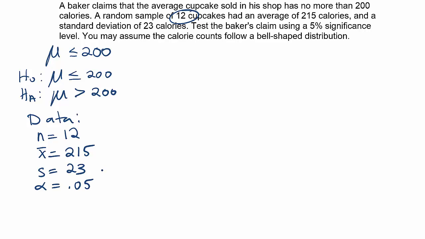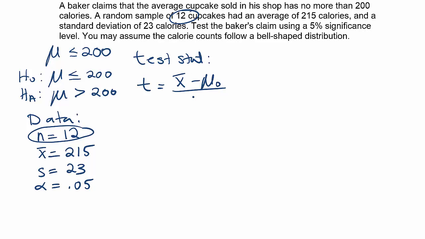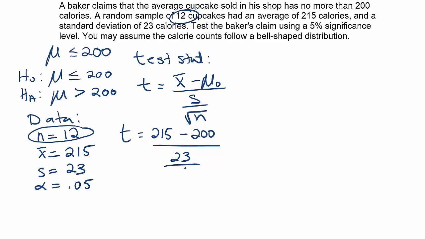Now we have to form our test stat, but here's the thing. Our test stat here is going to be a t-test stat, because in our class we use a t-distribution whenever the sample size is under 30. Since n is equal to 12, we should plug in the following formula. So x bar here is 215. The value from the claim is 200. Standard deviation is 23. And the square root of n here will be the square root of 12.